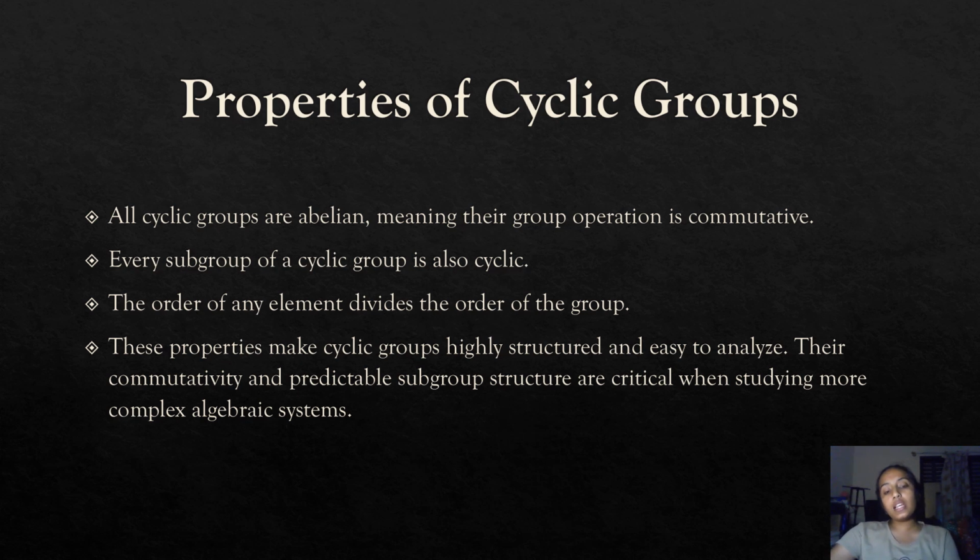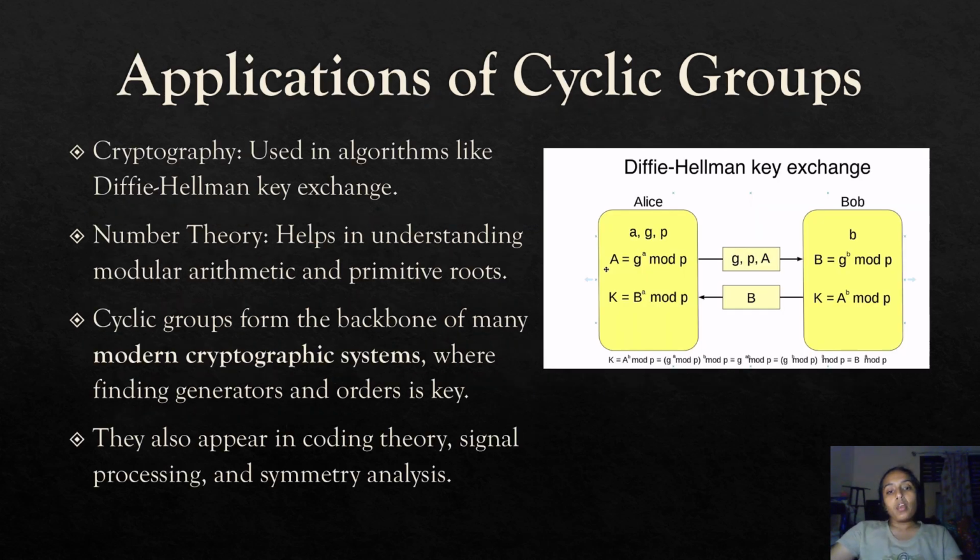And the order of any element divides the order of the group. If we consider the order of a small element g to be 3, that is able to divide the order of the whole group or the entire set that we have considered. These properties make cyclic groups highly structured and easy to analyze. The commutativity and predictability of subgroup structure are critical when it comes to studying complex algebraic systems.